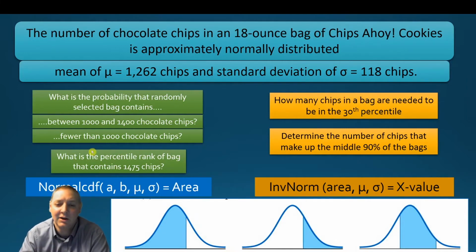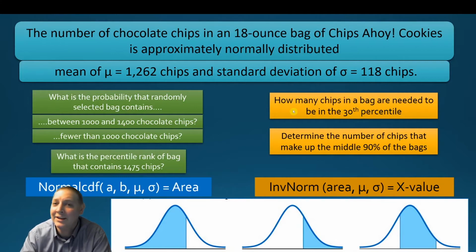This bag has 1,475 chips. It has more chips than what percent of all the other bags in the population? So for all these, we're trying to calculate an area or a probability, and we have certain values for x. So whenever we have x values or bounds, we use the normalcdf, and it gives us the area which corresponds to our percentage or probability.